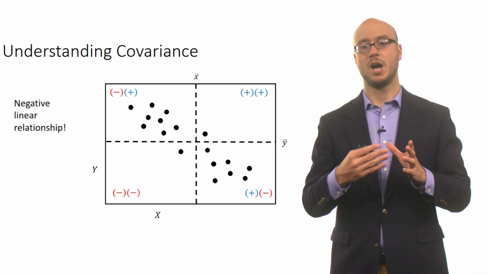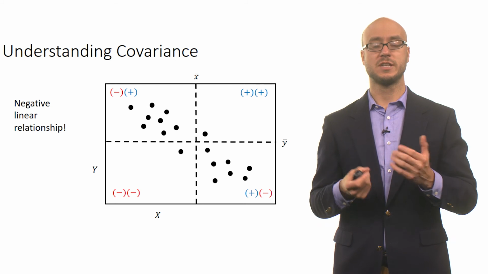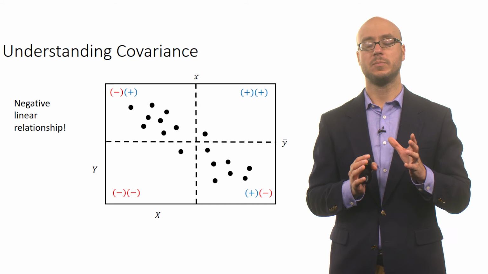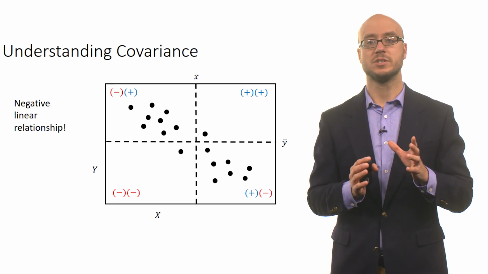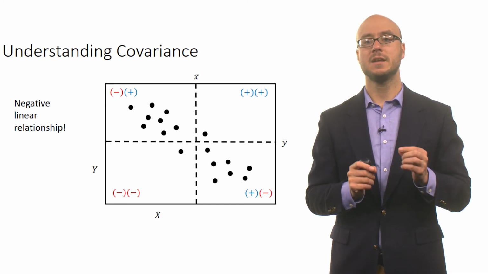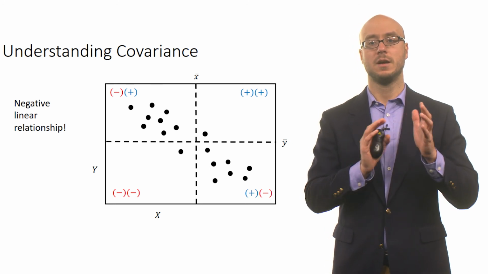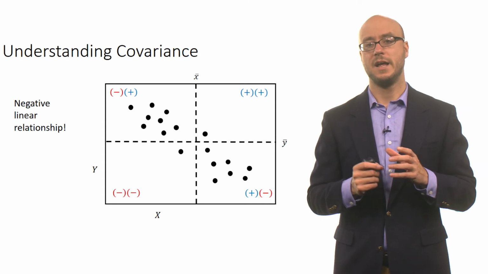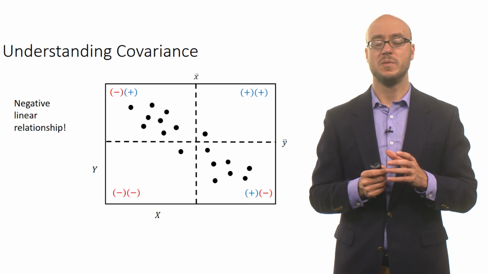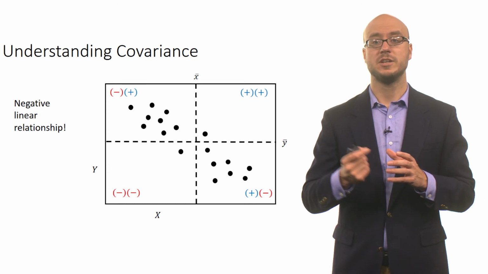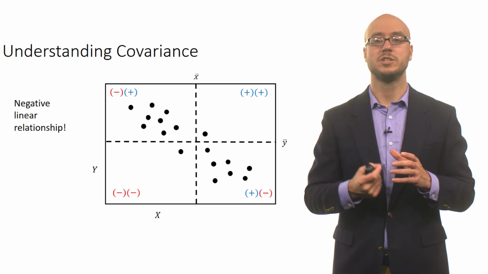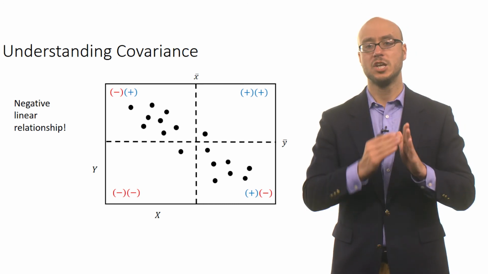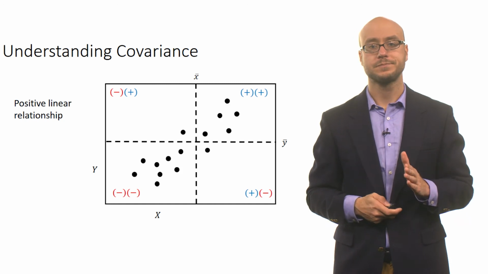So let's look at a scatter plot that looks like a negative linear relationship. If you look at the number of data points in the different regions, you have more data points in the regions that are going to have negative cross products. And you have very few data points in regions 1 and 3, those regions in which you'd expect a positive cross product, and those points aren't very far away from the mean of x and mean of y. So this just reflects the fact that you're going to have a negative linear relationship.